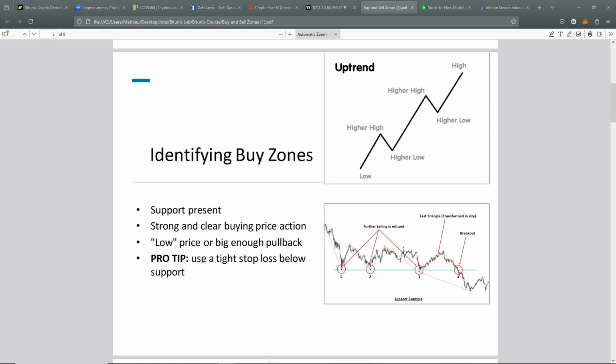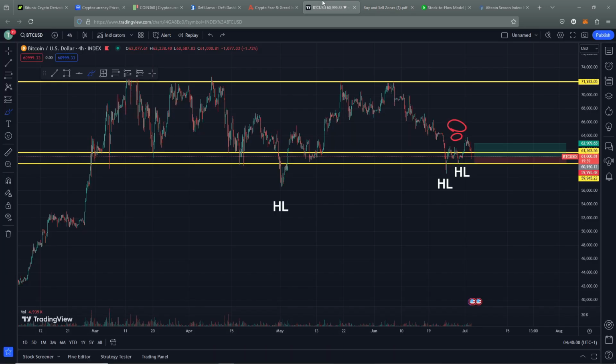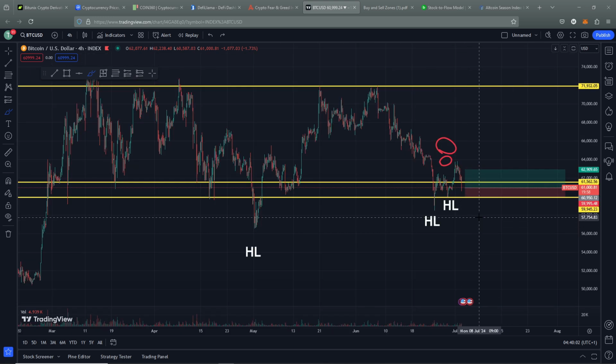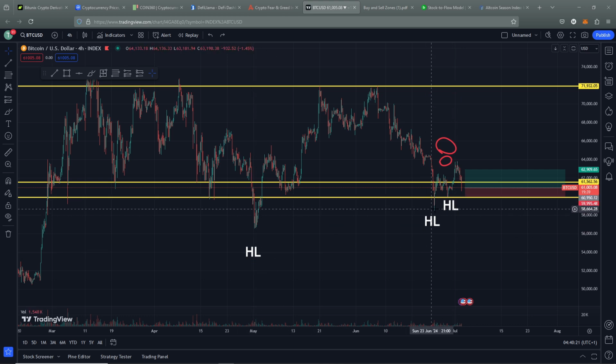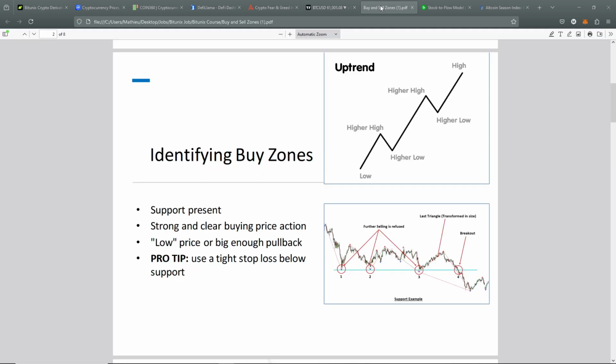A pro tip, right, is use a tight stop loss below support. So you can see that I actually did that right here. You could extend it a little bit more, but based on this trade example, it would give us a 2-to-1 risk reward. We have a 1.5% stop loss that's right below the support level, the last support level. So this would be sold if all of a sudden we broke the trend of the higher lows, basically, right? So this is a pretty good method.